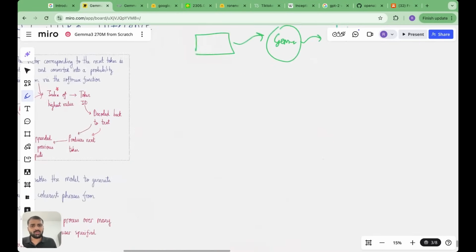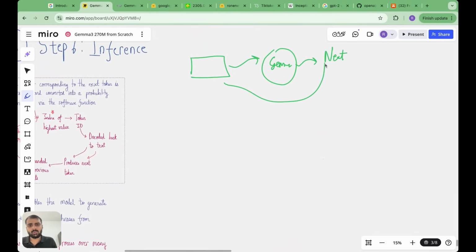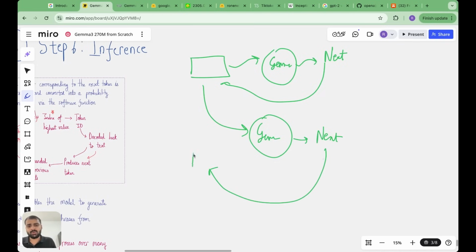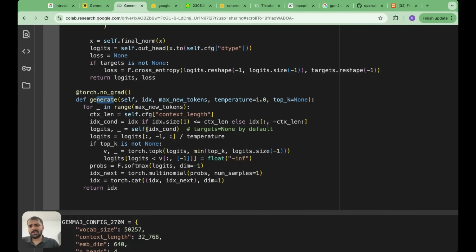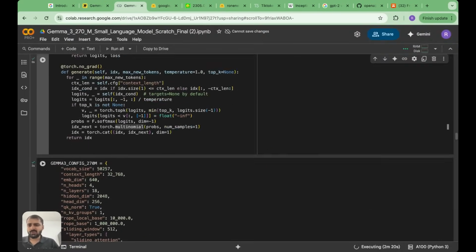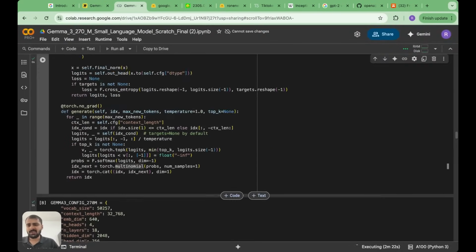So you get the next token, you append it to the input, right? So now my input is appended with the next token. Then I again pass it through the Gemma, then I get my next token. Then I again append it to the input, and again pass it through the Gemma architecture. That's how next token prediction works during inference. This is exactly what we are going to do right now. And this continues until the maximum new tokens has been reached.